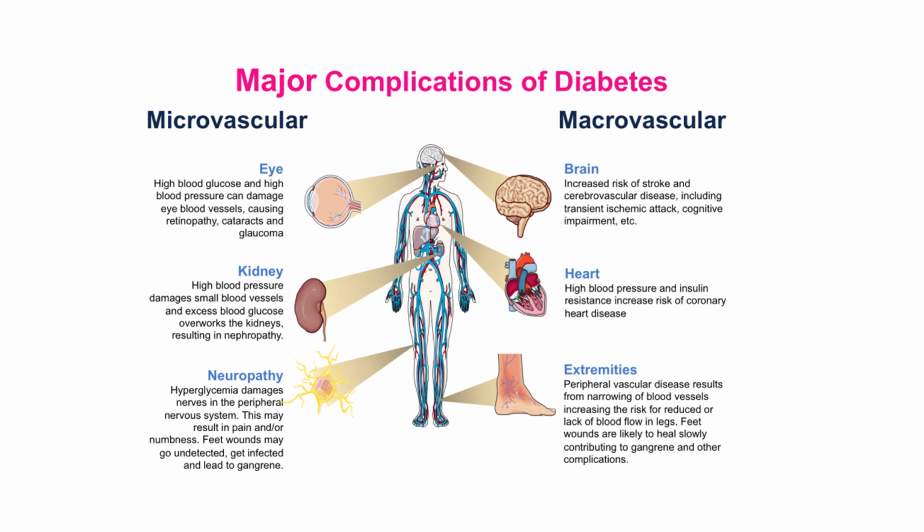accidents. Okay, and when we move on to macrovascular, meaning this affects the larger vessels in the brain, there is increased risk of stroke and cerebrovascular disease, including transient ischemic attack and cognitive impairment as a result of hyperglycemia. In the heart, high blood pressure and insulin resistance increase the risk of coronary heart disease. And in the extremities, peripheral vascular disease results from narrowing of blood vessels, increasing the risk of reduced or lack of blood flow to the legs. Feet wounds are likely to heal slowly, contributing to gangrene and other complications.